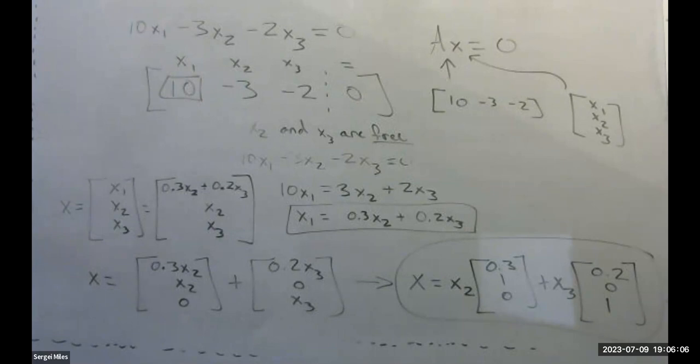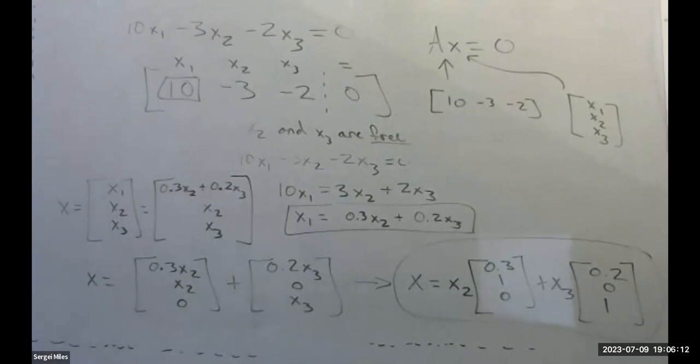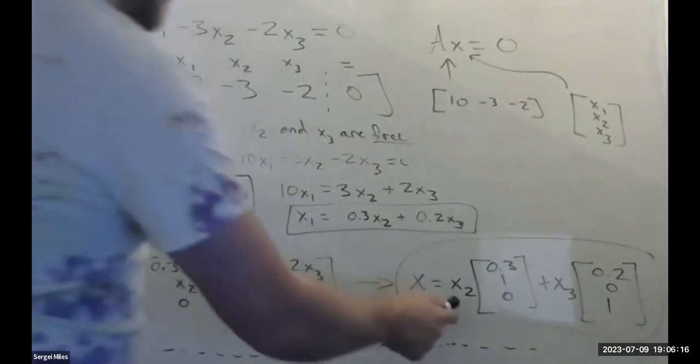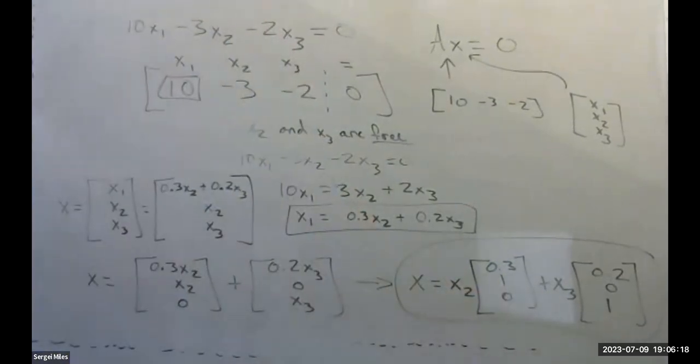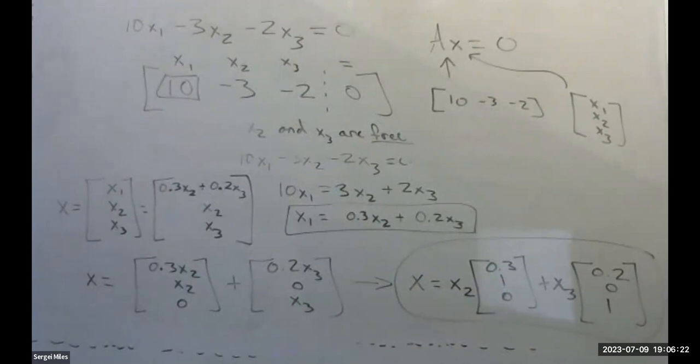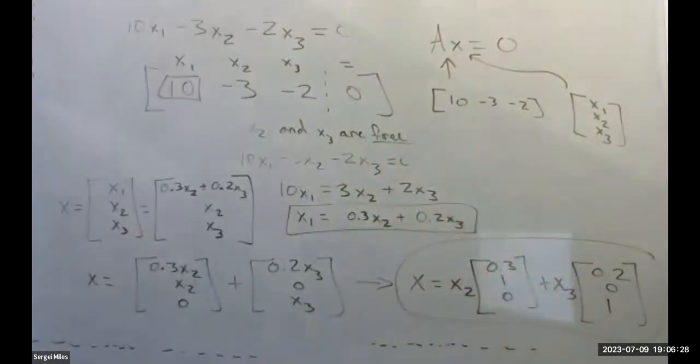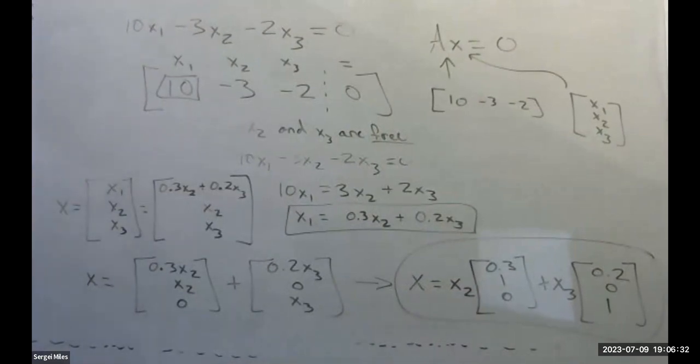But because we have free variables, not only do we have a non-trivial solution, we also have the trivial solution, right? If I make x2 and x3 0, which I can do because they're free, I can pick them to be whatever I want. If I make them 0, well, then this vector will be 0 plus this vector will be 0. I'll have the 0 vector. All the entries will be 0.